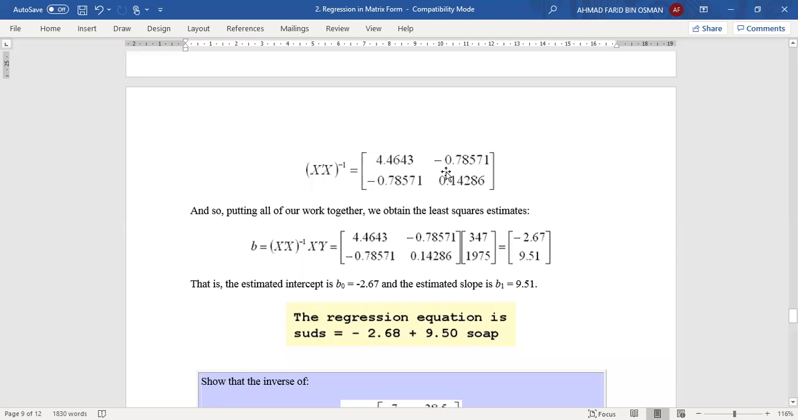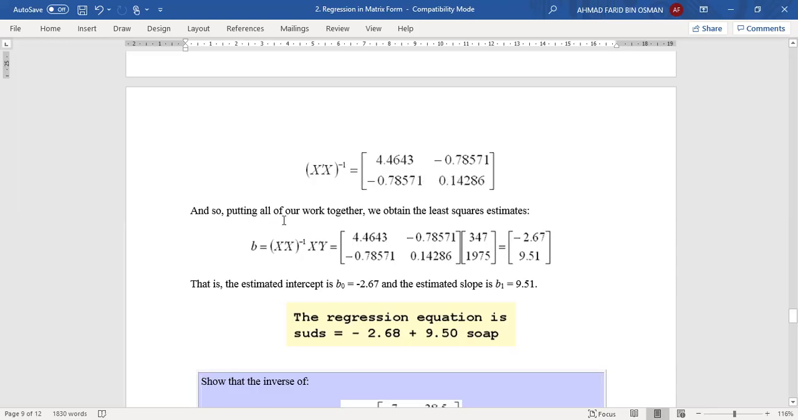Or you can just use a computer. You can also try to use a matrix calculator, the online matrix calculator. So please explore. There is a matrix calculator available online that you can use. Try to use any of those calculators to obtain the inverse of x transpose x.